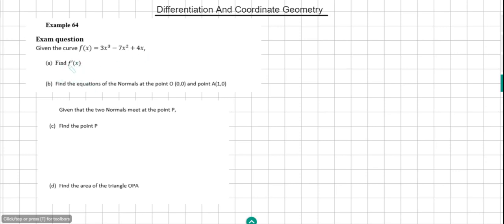And we're asked to differentiate it. So that's what the symbol there means. F dashed x means we're differentiating it. And then from that, be able to find equations for the normals at points on the curve.